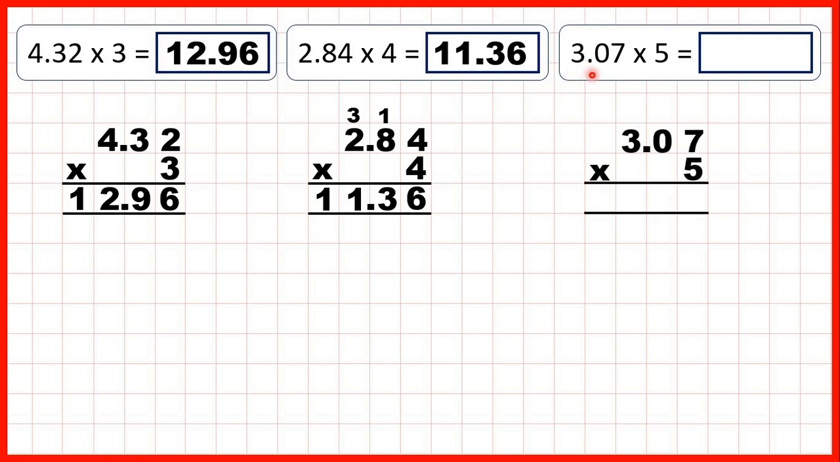Finally, we have 3.07 times 5. There's our decimal point. 7 times 5 is 35, so 5. 0 times 5 is 0, plus 3 is 3, and 3 times 5 is 15, so we get 15.35.